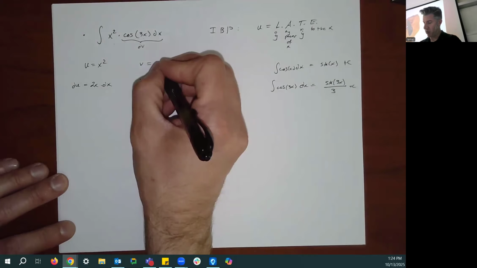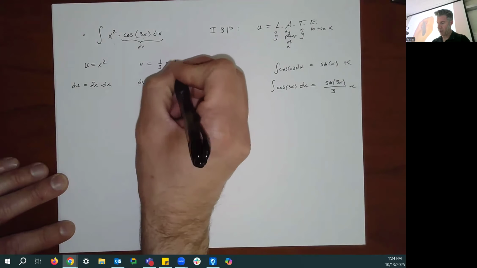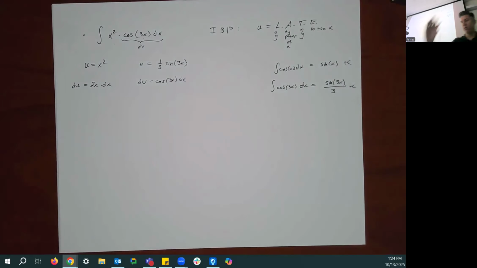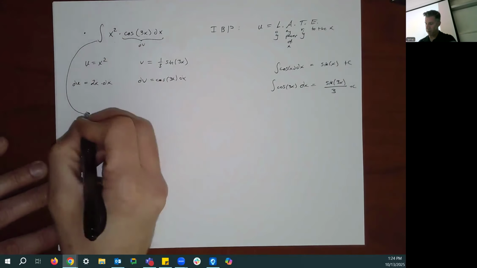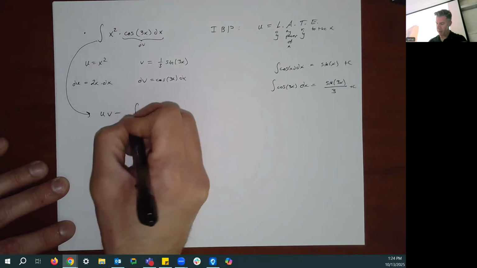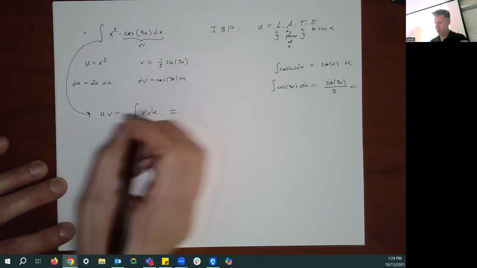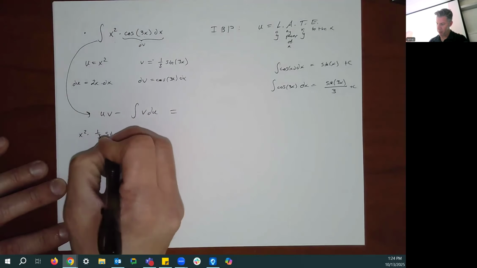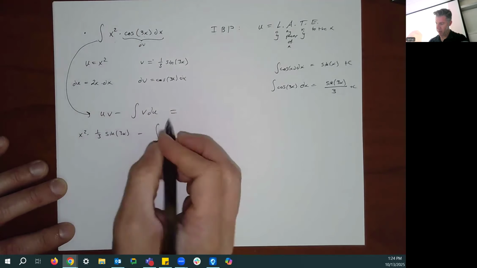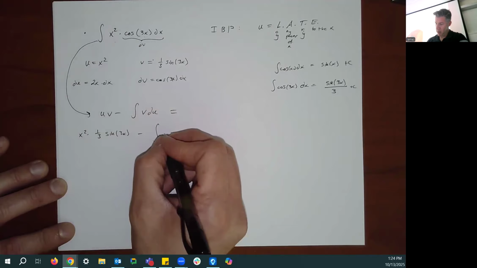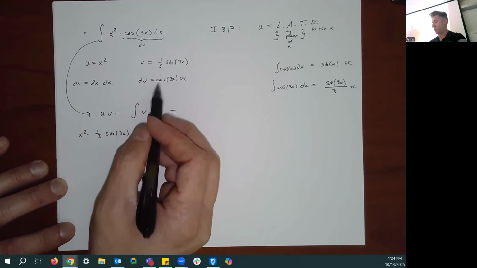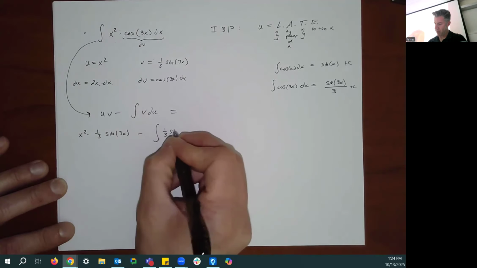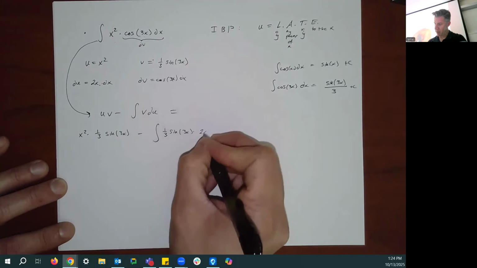So that's our v. It's 1/3 sine of 3x. And now we're going to toss this all into the formula. What formula? The ultraviolet super voodoo formula, of course. uv minus the integral of v du. That's going to be u times v, so x squared times 1/3 times sine of 3x, minus the integral of v times du, which is 1/3 sine of 3x times 2x dx.